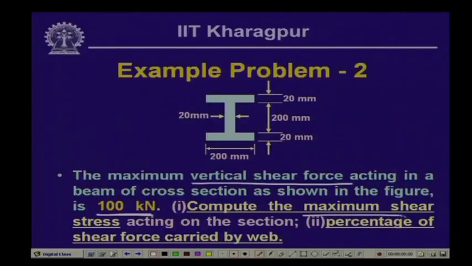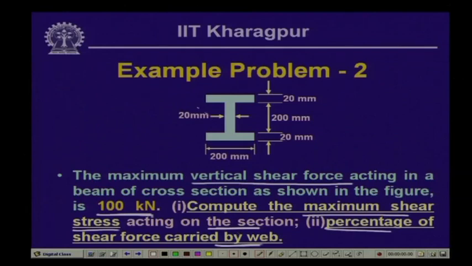The cross section of the beam, as we can see, is an I section. The value of the maximum shear force is known. Now, we will have to compute what is the maximum shearing stress occurring in this particular section, and how much shear force is going to be carried by the web out of the total shear force coming in this cross section. So, these are the two aspects we will have to compute: the maximum shear stress acting on this section, and then the percentage of shear force that will be carried by the web of this beam.